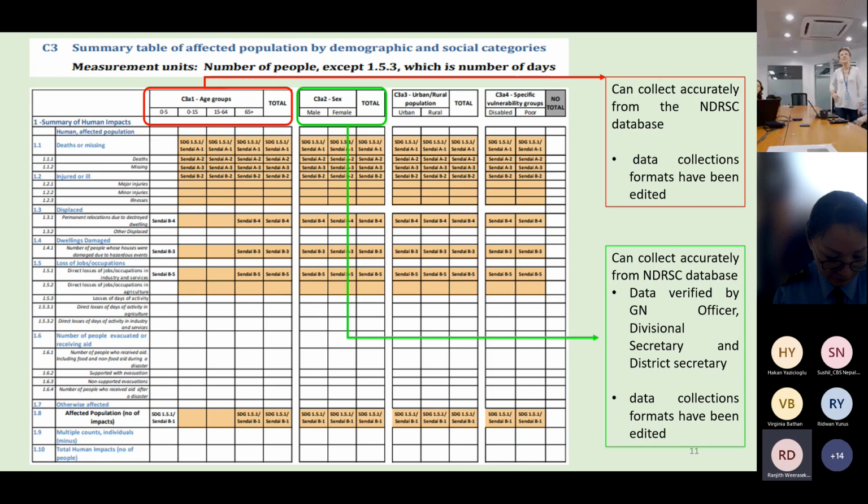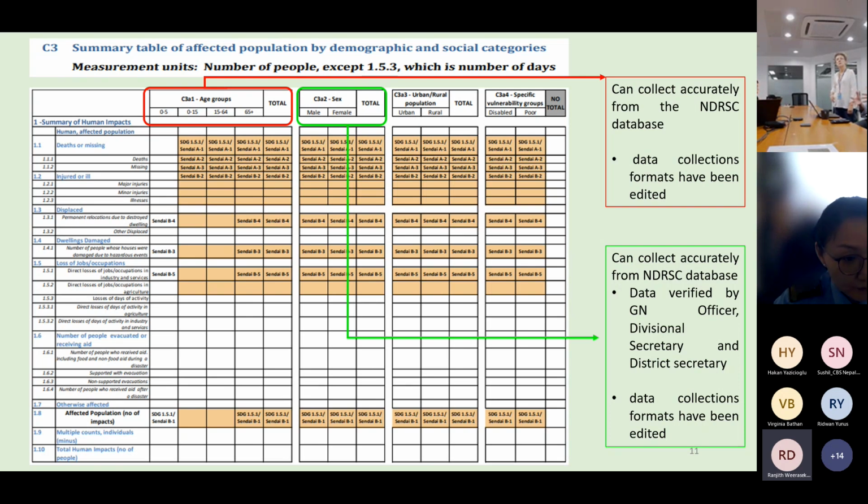Now here, by age groups, the age group data can be correctly obtained from the NDRSC database. In this period, they do not collect age group wise data, but now we are discussing with them how to add these columns to their questionnaire for collecting the age-wise groups, and they agreed with us to add these columns to their questionnaire to collect this data. And another one is by sex, male and female.